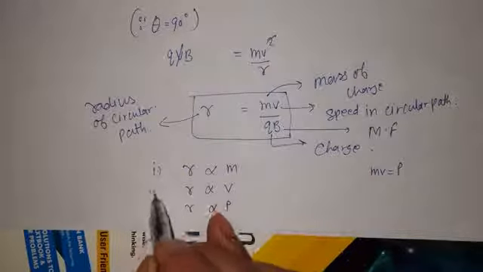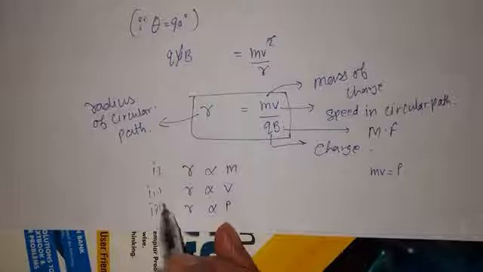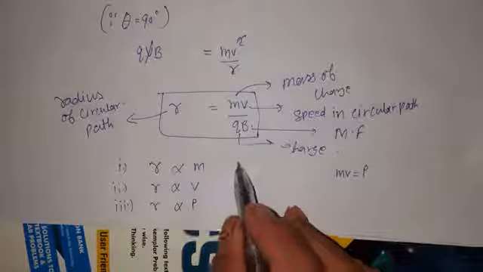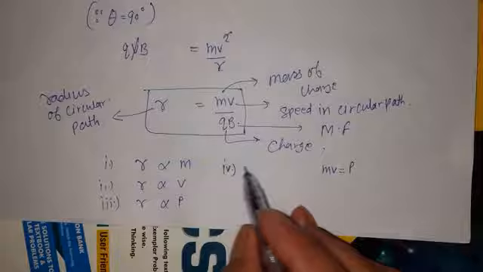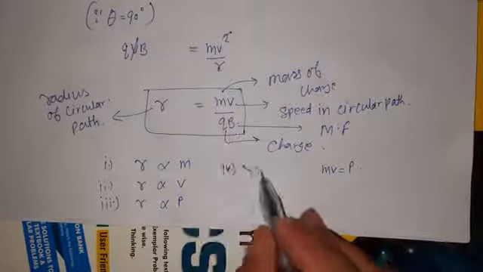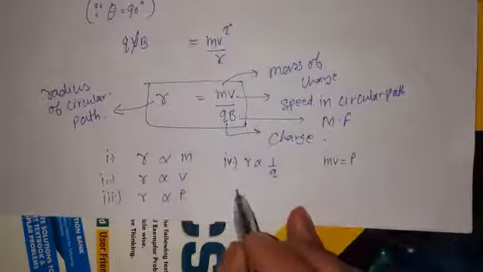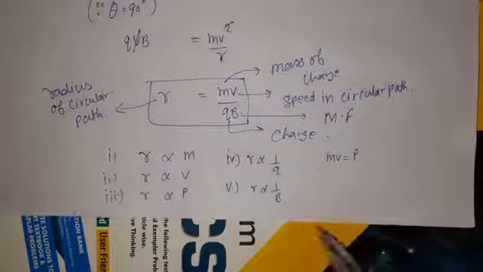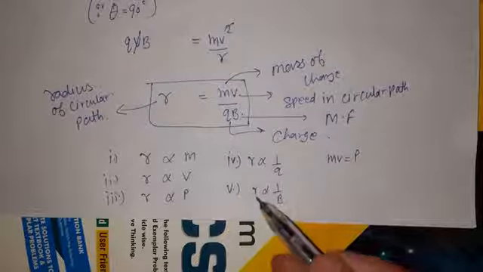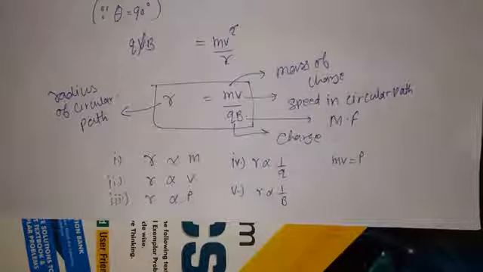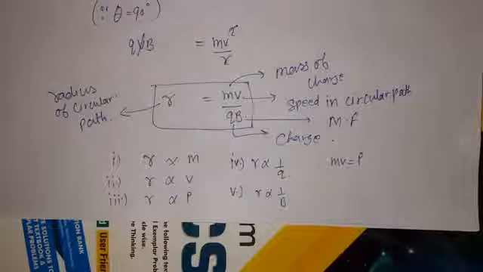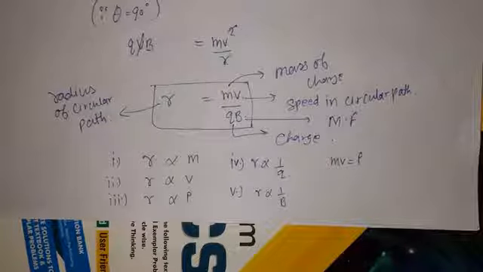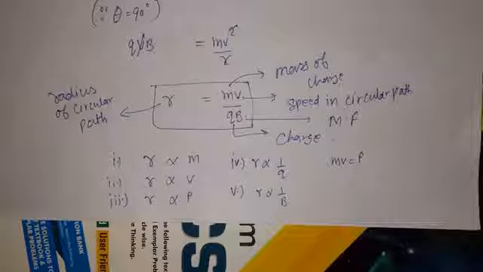So that is the first point, second point, and third point. The fourth point is that r is inversely proportional to the charge. And the fifth point is that r is inversely proportional to the strength of the magnetic field. If the strength is high, the radius of the circular path will be smaller. Okay, so these are the factors on which the radius of the circular path of a charged particle in a uniform magnetic field will depend.